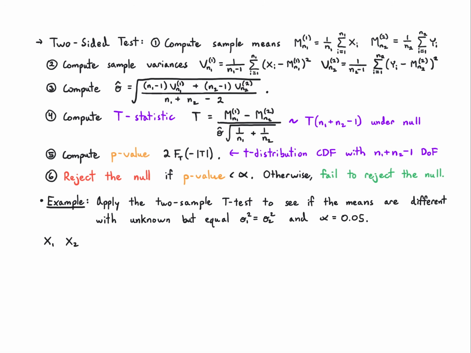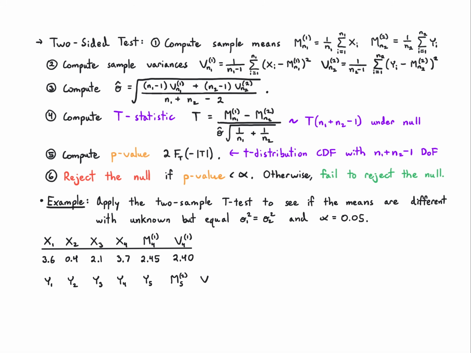I'm going to get this first data set from X, which is going to be 4 points. I'm going to get its sample mean and its sample variance. So I get 3.6, 0.4, 2.1, 3.7, compute sample mean 2.45, and sample variance 2.4. Y, as before, we're going to say is 5 points. Just to keep it contained, we're having a difference of one data point, but just to show you that they can have different numbers. So 10.2, 8.5, 0.3, 9.1, 4.5, 6.52 for the sample mean, 16.72 for the sample variance. So there's quite a bit of difference there.